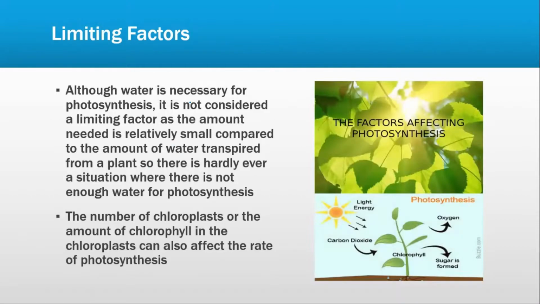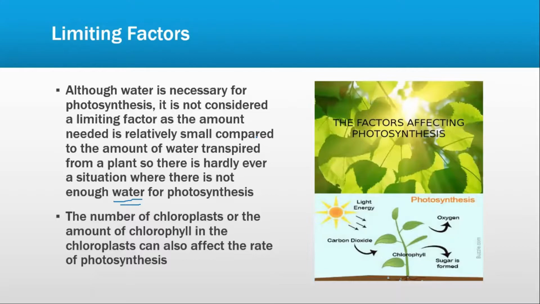Although water is necessary for photosynthesis, it is not considered a limiting factor, as the amount needed is relatively small compared to the amount of water transpired from a plant. So there is hardly ever a situation where there is not enough water for photosynthesis. Now we all know that water is needed for photosynthesis. Water is a raw material for photosynthesis, but it is not a limiting factor. Why? Because plants use a little amount of water, and they're also constantly transpiring water out of the plant, and they still have some water stored inside them as well.